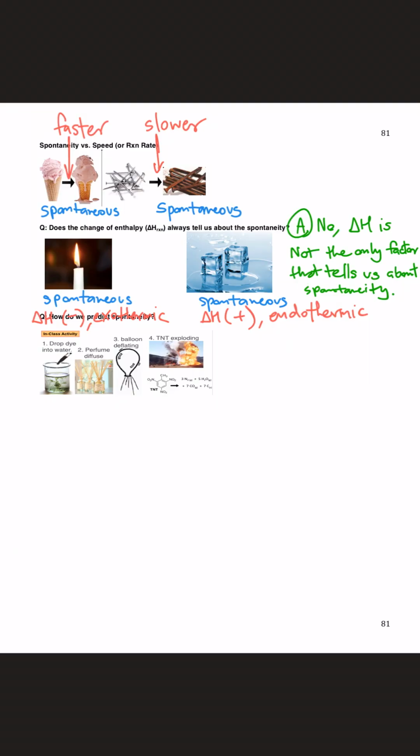The third example is a balloon. If you blow a balloon up and let go of it while it is deflating, you will see that it flies everywhere. The reason is that the air inside the balloon will not stay concentrated in there. It is most likely to come out and disperse throughout the air outside or throughout the container outside. And this process would happen spontaneously.